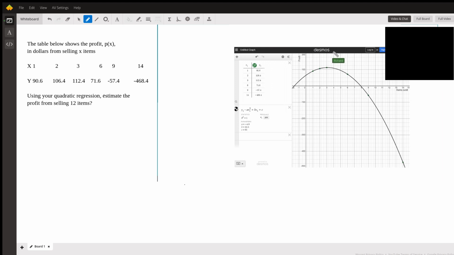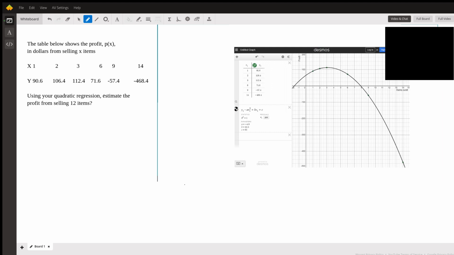Desmos is a really great tool. If you're not familiar with it, I think you should become familiar with it. If you're taking the PSAT this year, October 2023, you'll be allowed to use Desmos on the PSAT. And for the regular SAT, you'll be allowed to use Desmos in March of 2024. So it's a great tool. Now, of course, you could do this on your calculator.